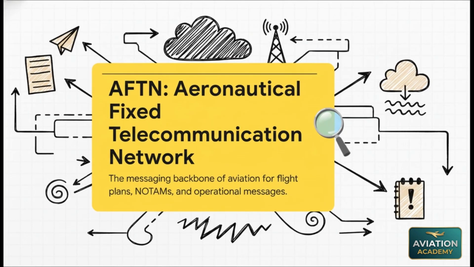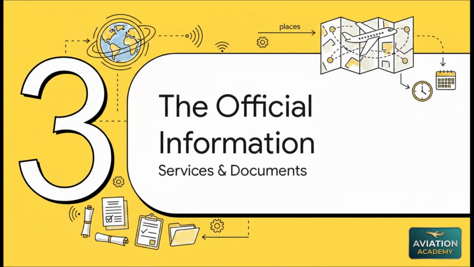So, if AFS is the internet, then AFTN is like the super secure official email service that runs on top of it. AFTN, the Aeronautical Fixed Telecommunication Network, is the messaging backbone. It's the system used to transmit flight plans, weather updates, and yes, those critical NOTAMs we talked about earlier. Okay, so we have the places, the times, and the networks to send the messages. But what kind of information actually travels through these systems? Let's dive into the official docs and services.